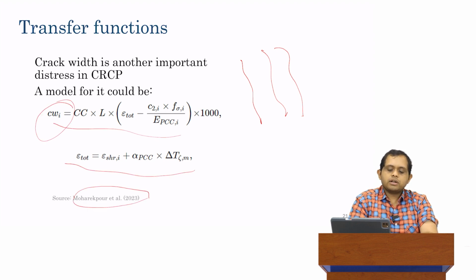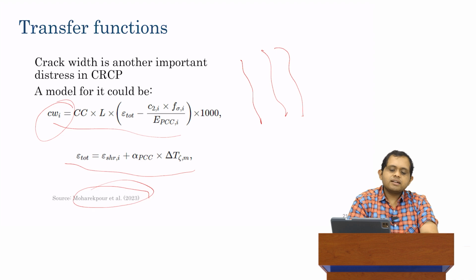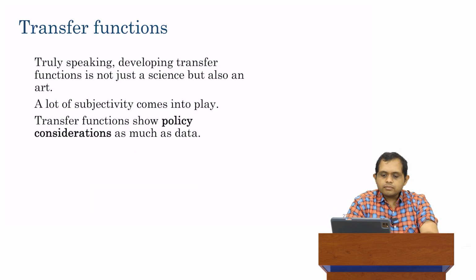It's taken from this paper down here. You're free to download. I think this is freely available. It's open source, so you're free to download this paper and look at it. But for now, just understand this is some particular model where you have some C2 over here, you have some CC over here. These are empirical coefficients. So the model has to fit the empirical coefficients, but this is how you can calculate crack width for CRCP.